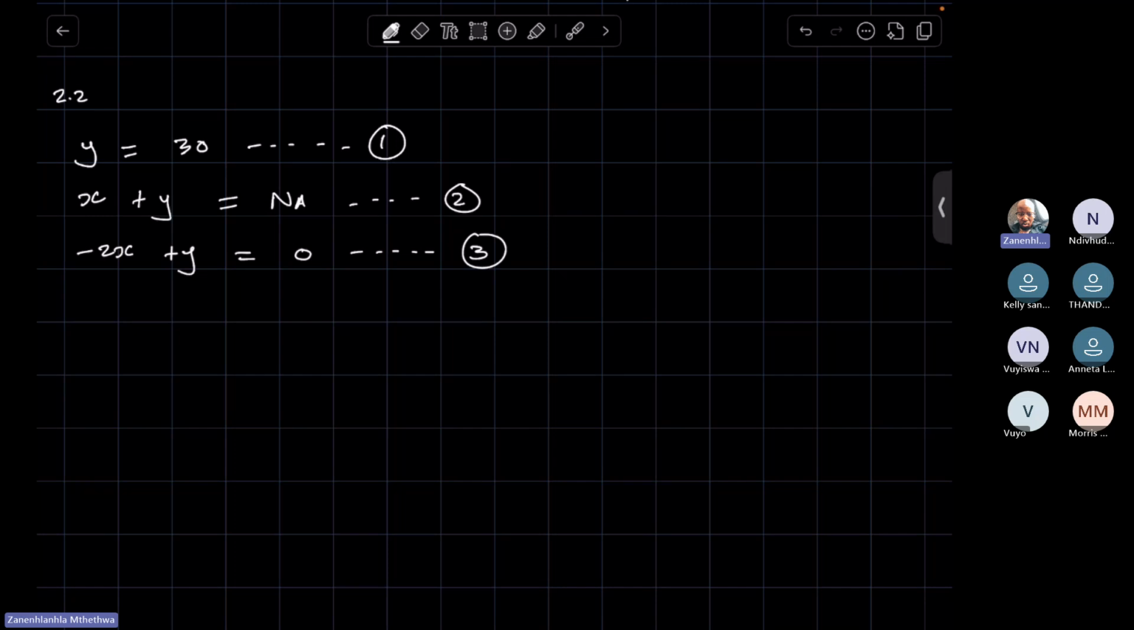Once we've established the equations that we're going to solve simultaneously to determine NA, we establish what exactly we need. You need the value of x and the value of y. At this point, based on our equations, we have the value of y.